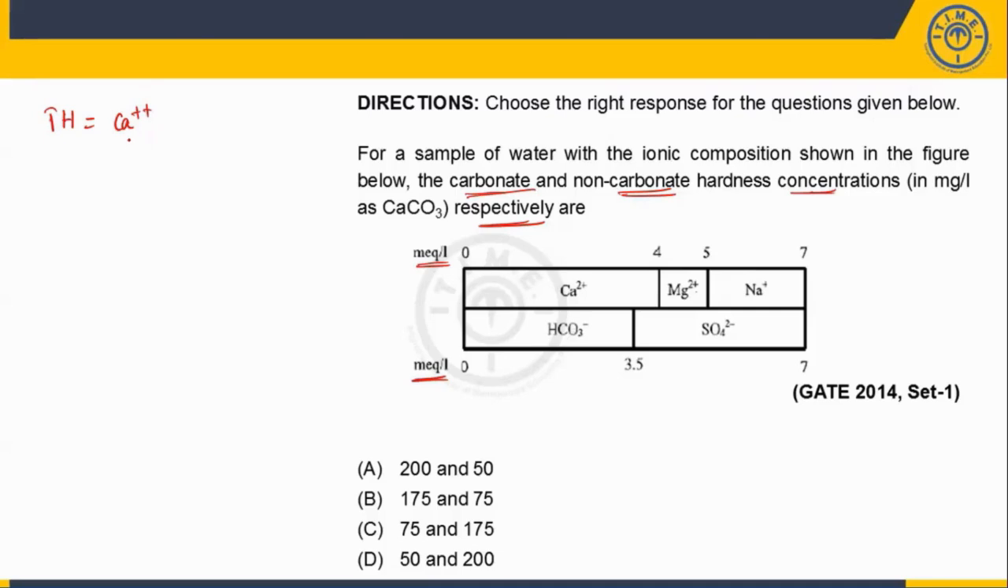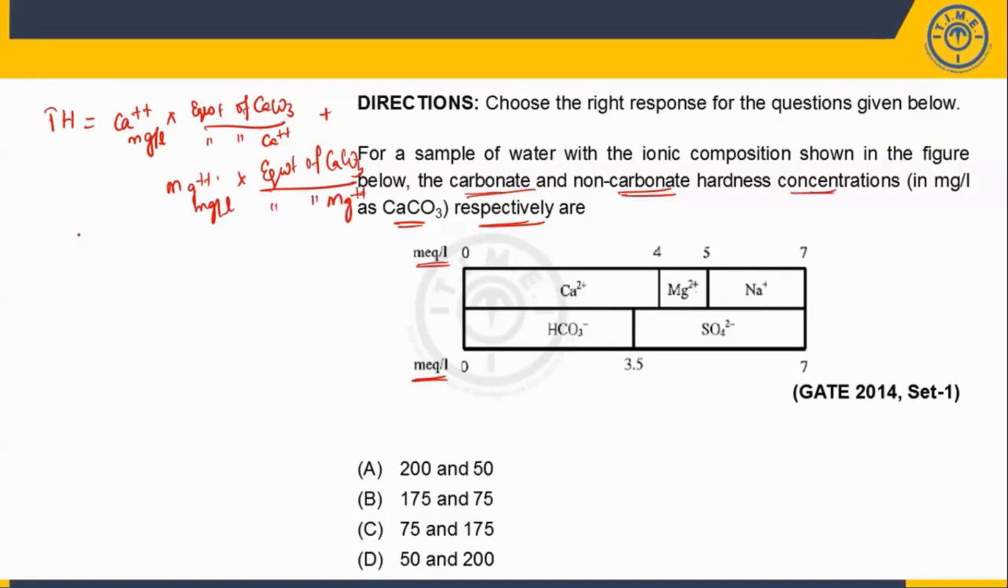Ca++ in mg per liter into equivalent weight of CaCO3 upon equivalent weight of Ca++. Yes or no? Yes, sir. Similarly, Mg++ in mg per liter into equivalent weight of CaCO3 upon equivalent weight of Mg++. Am I right? Yes, sir.